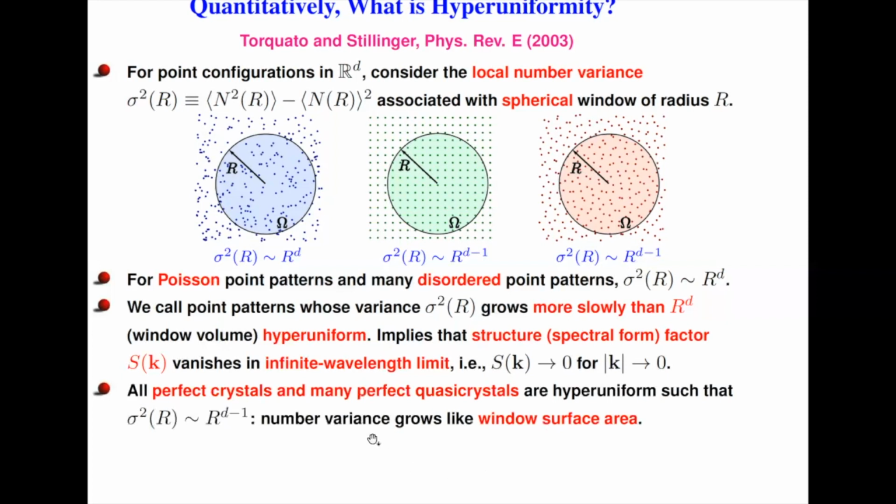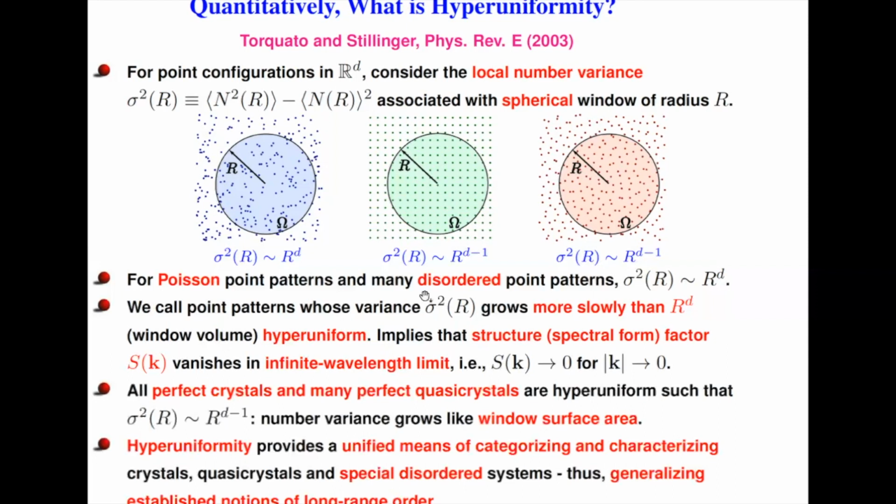As I said, all perfect crystals and many perfect quasicrystals have this kind of surface area scaling. And in the case of the disordered variety, that means you have a unified way of categorizing all of these different traditionally long-range order systems plus these exotic disordered ones. So you can think of hyperuniformity as generalizing established notions of long-range order to include these special disordered states.